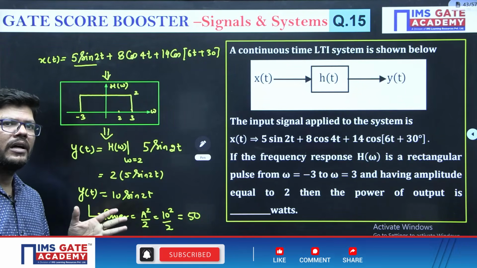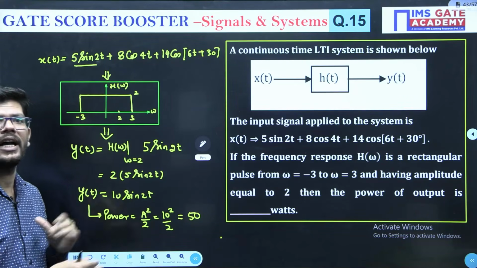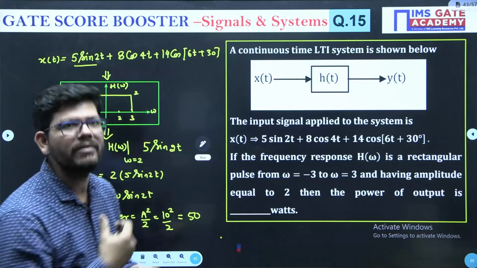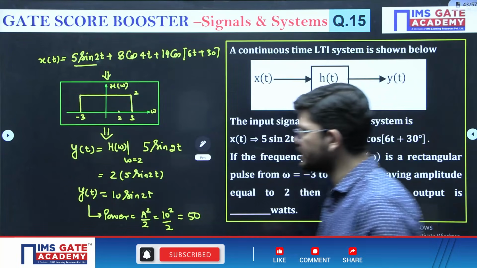In part 1 also we have done some questions like this, but it was a different question. Here, after getting the output, you have to calculate the power of it also. So this is very important. I hope it is clear.